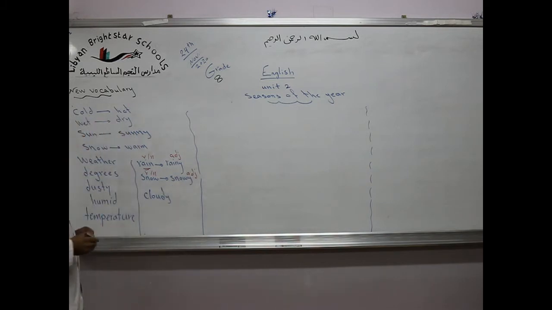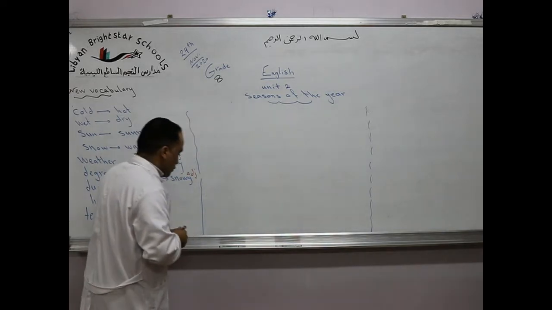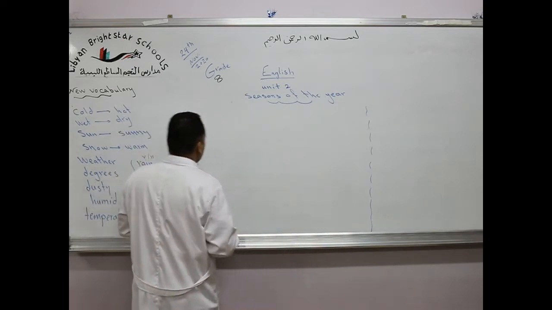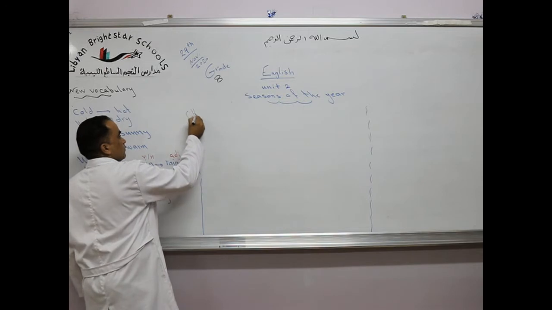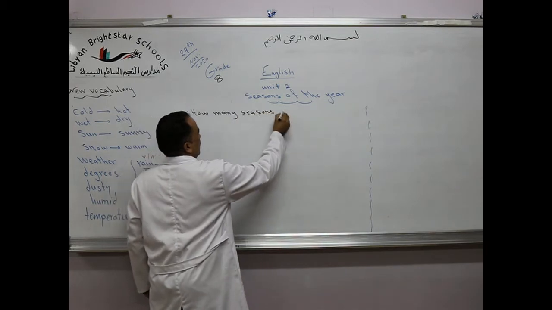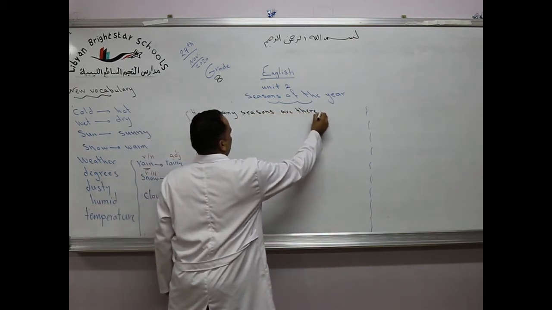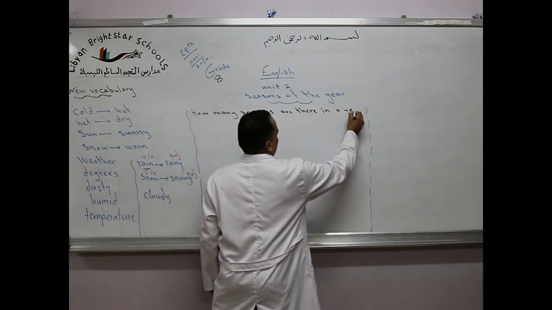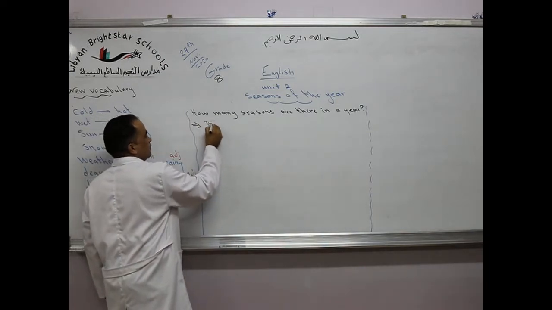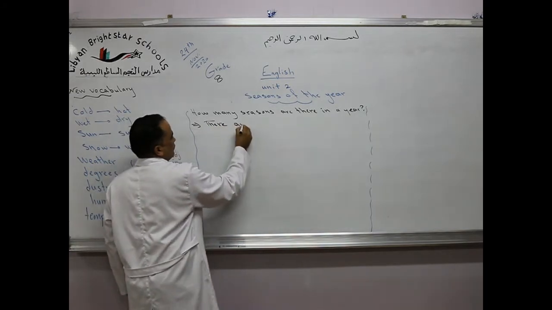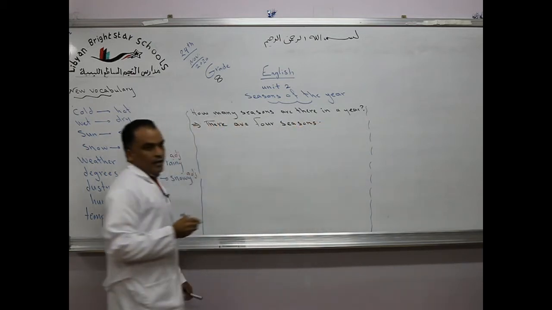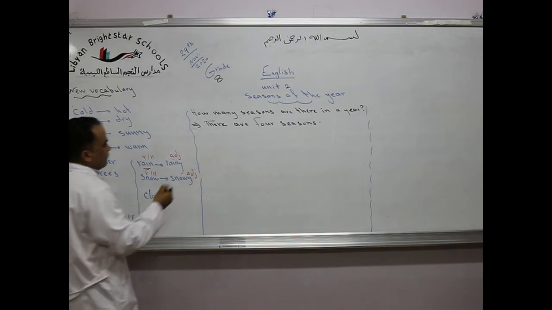Cloudy. Okay. I'll ask you some questions. Try to answer them. Number 1: How many seasons are there in a year? How many seasons are there in a year? Of course, there are 4 seasons. What are they?